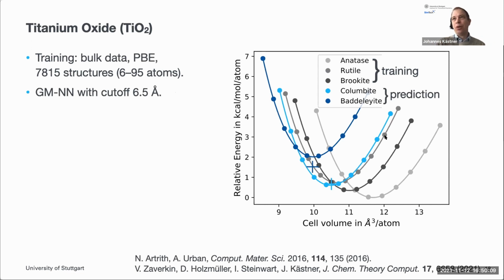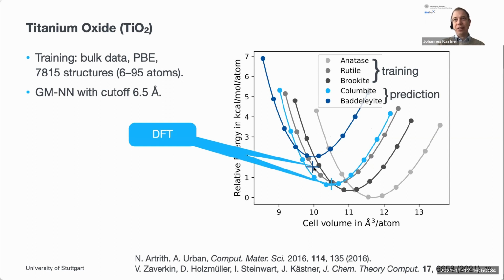We have trained the model on three low pressure phases of titanium oxide, anatase, rutile, and brookite, and then predicted the high pressure phases, columbite and baddeleyite. And we can see that for one of these phases, for columbite, we find the minimum at pretty much the correct cell volume, at the correct lattice parameter, and also the energy is predicted very well.